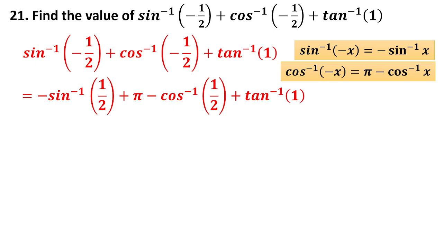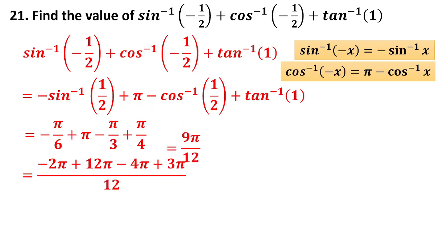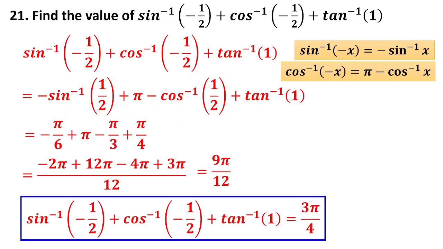Now substitute. Minus sin inverse half plus pi minus cos inverse half plus tan inverse 1. Now directly substitute the values: minus pi by 6 plus pi minus pi by 3 plus pi by 4. You can take the LCM and get the answer as 9 pi by 12 or 3 pi by 4. Both are correct.